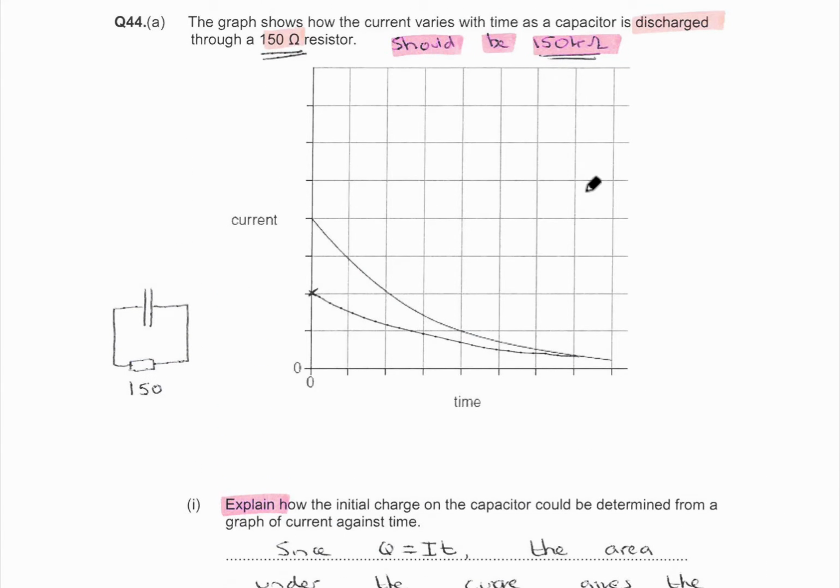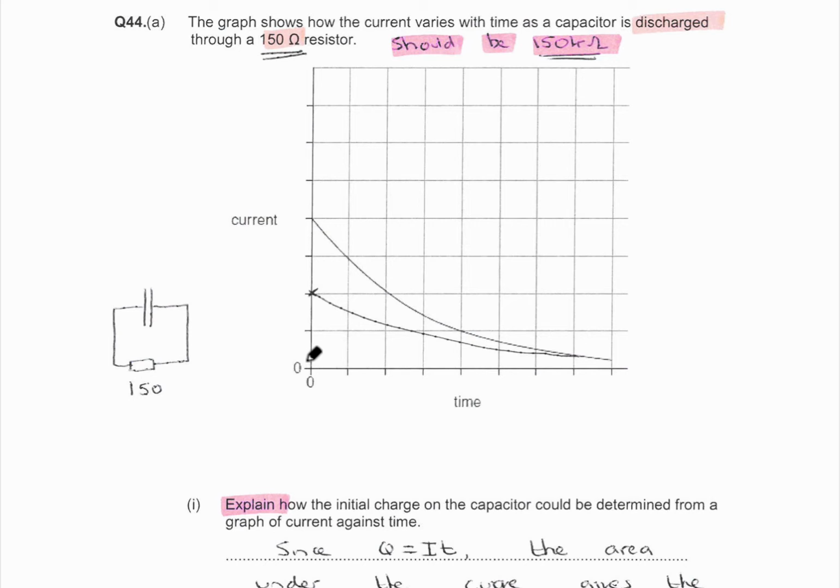If we actually went with the 150 ohm resistor rather than a 150 kilo ohm resistor, what that really means is that if we start off with a 150 ohm resistor and got this curve, and we then replace this resistor with a huge 300 kilo ohm resistor, the current to start off with would be incredibly small. It would be kind of down here. And in that case, the exam board actually allowed people to have these answers as well.